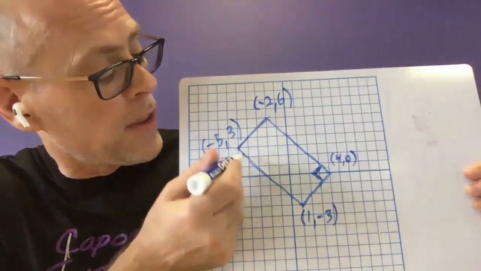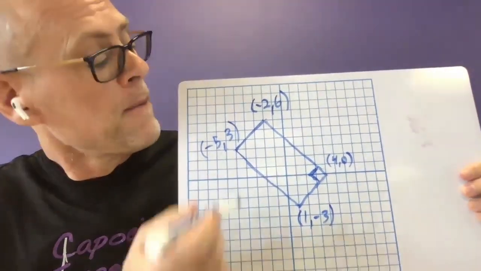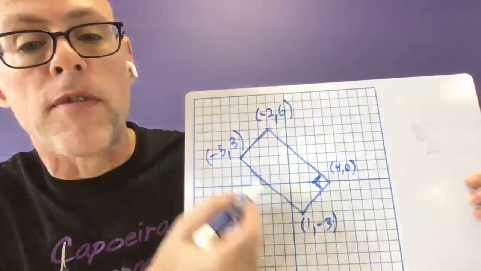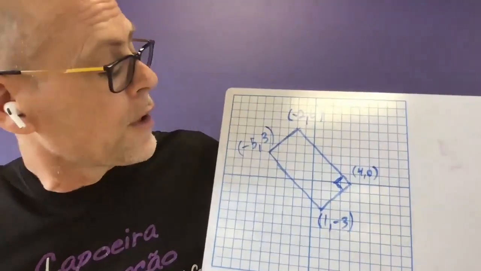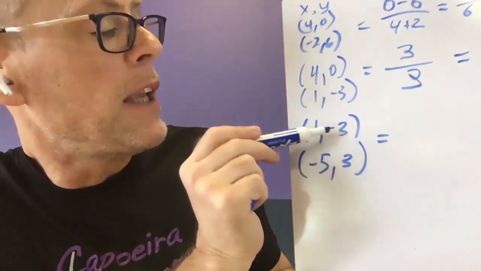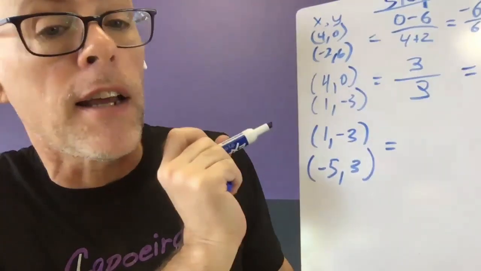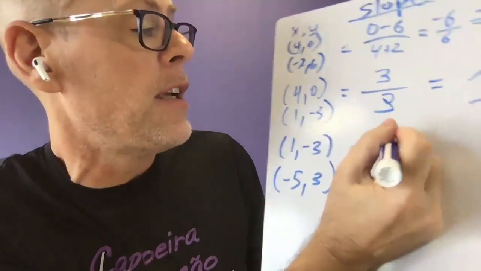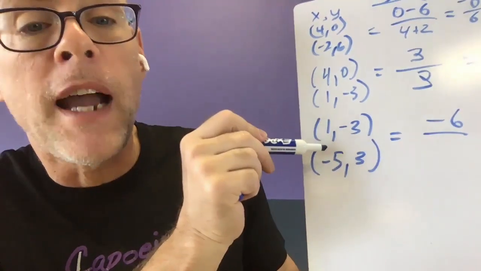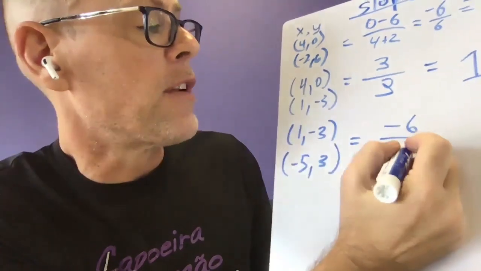I need to know that this slope is the same as that slope, or this slope is the same as that slope. Let's go ahead and find the slope of this side right here. If you want to do that on your own, you can pause the video right now. Let me do my Y's first. Be careful here with your signs. We get negative 3 minus 3. That's not 0. Negative 3 minus 3 is negative 6. 1 minus a negative 5 is positive 6.